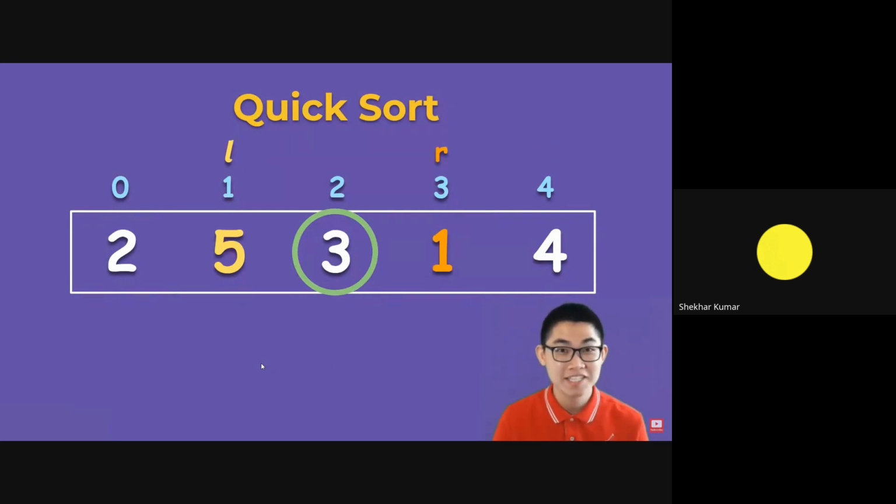And what to do next? Well, we simply swap 5 and 1. So now you see that 1 is in the left bubble and 5 is in the right bubble. And then we move L to the right and R to the left.